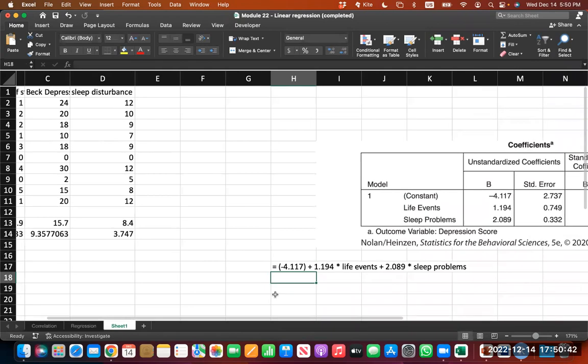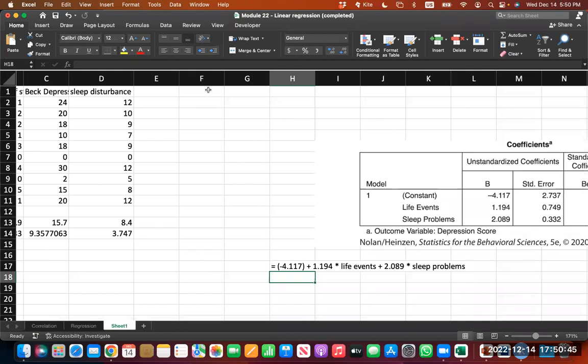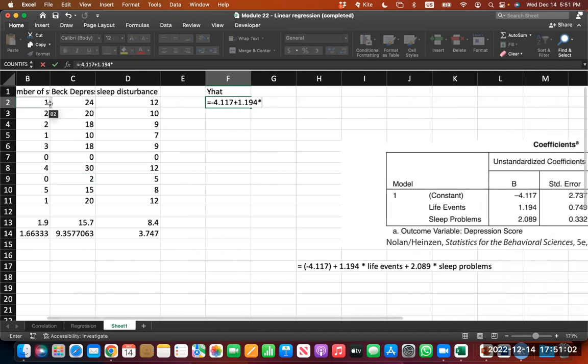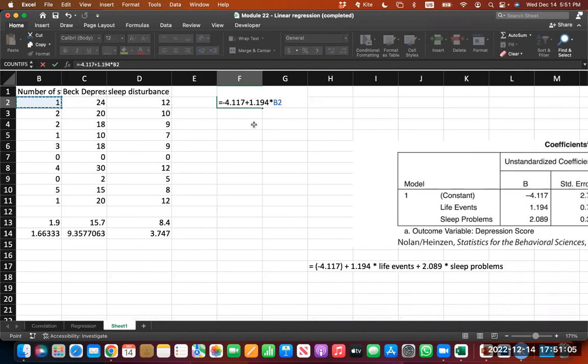And if you want to bring this now into practice, you can now calculate your y-hat. And your y-hat is here, minus 4.117 plus 1.194 multiplied by the actual number of stressful life events, plus 2.089 multiplied by your sleep problems. And that's your predicted depression score. And that's how simple that is, essentially, to calculate and predict using multiple regression.